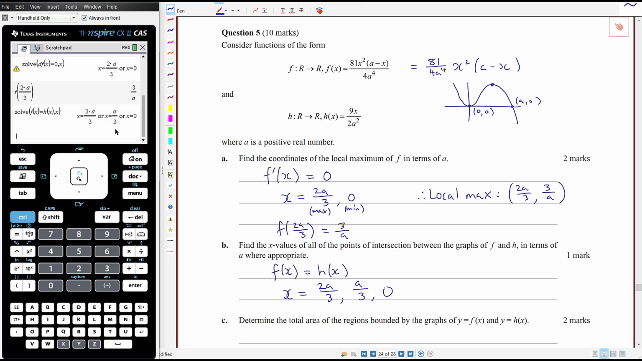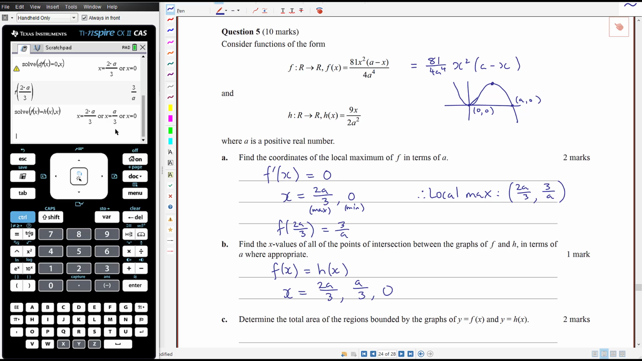Okay, so that means that they intersect at the maximum and at 0, and also halfway along there. So they intersect at that maximum point and that point, which is halfway, because a on 3 is half of 2a on 3. Determine the total area of the regions bounded by the graphs of f of x and h of x.